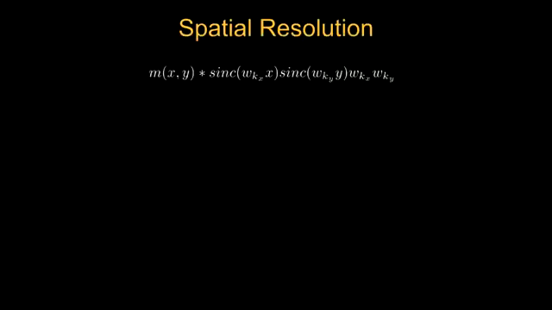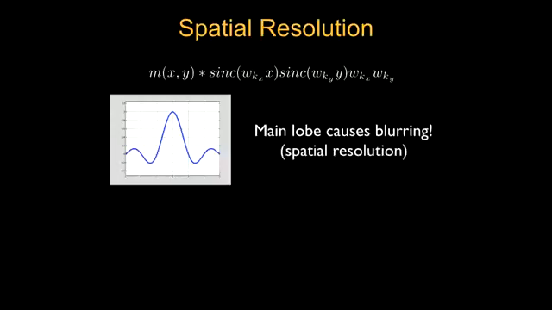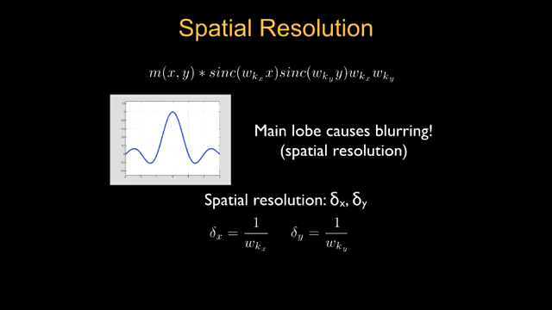So next one is about the spatial resolution. Again, the resolution is related to the convolution of the sinc function. The main lobe of the sinc function creates a spatial blurring related to resolution. So how thick your sinc function is determines the resolution. The resolution x is defined as 1 over WKX, and resolution y is defined by 1 over WKY. Okay?